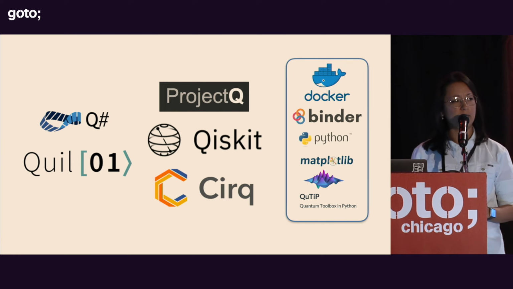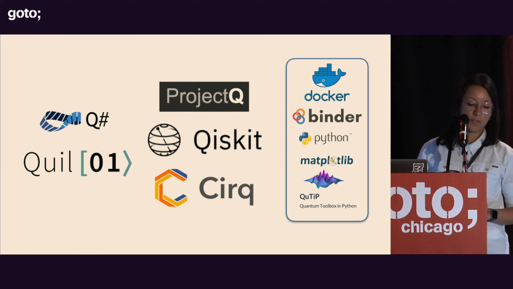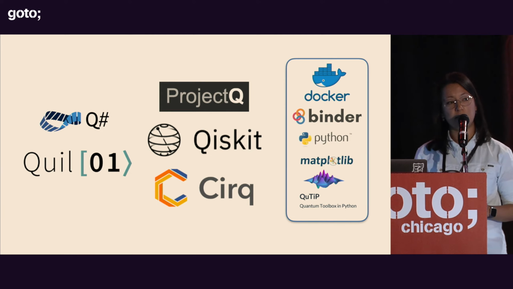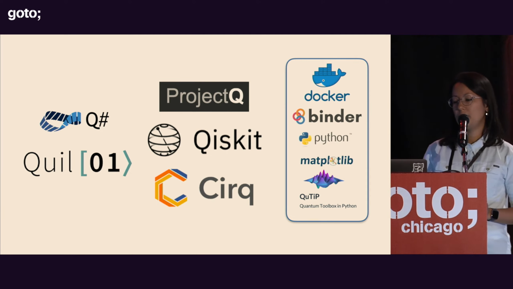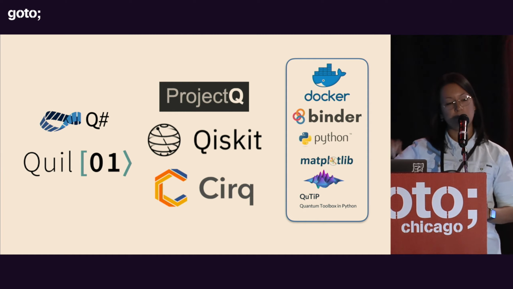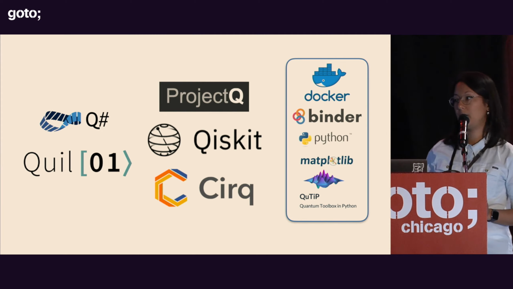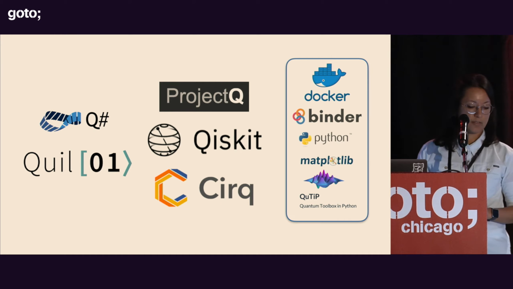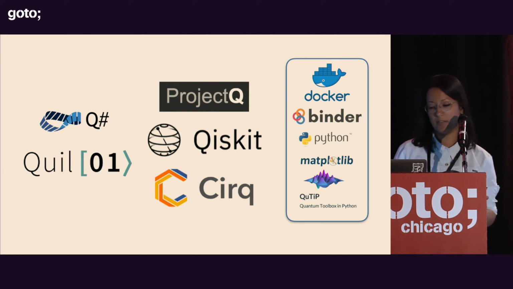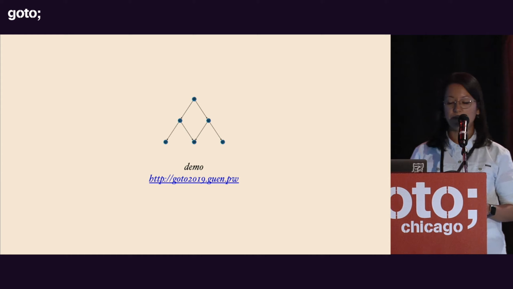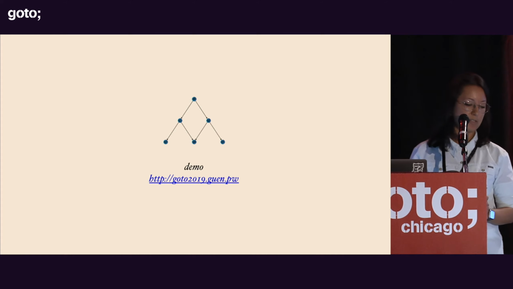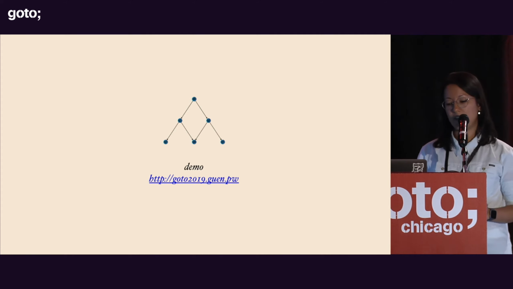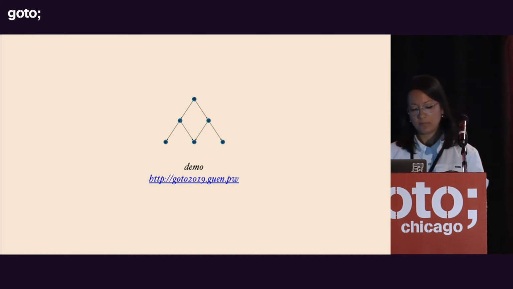Matplotlib, the unsung hero of data science. Qutip, Quantum Toolbox in Python. It's very nice. All the Bloch sphere animations that you saw were created with Qutip and Matplotlib. So that's a really nice library to get started. Without further ado, let's go to the demo. If you want to code along or look at it later, you can find the actual notebook at this URL.